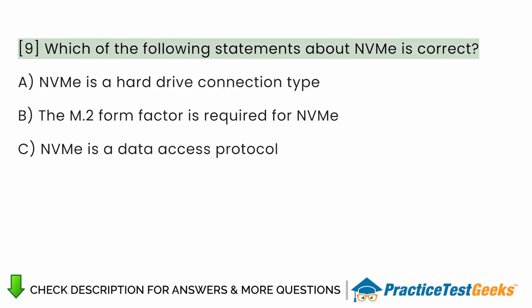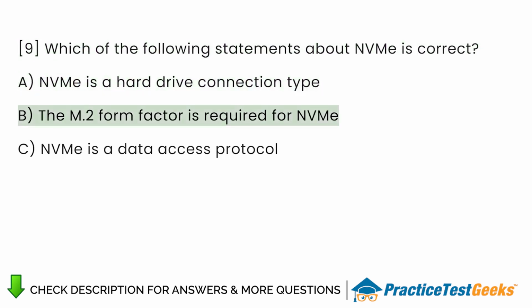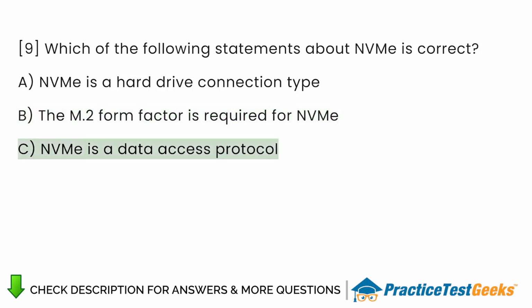Which of the following statements about NVMe is correct? A. NVMe is a hard drive connection type. B. The M.2 form factor is required for NVMe. C. NVMe is a data access protocol.